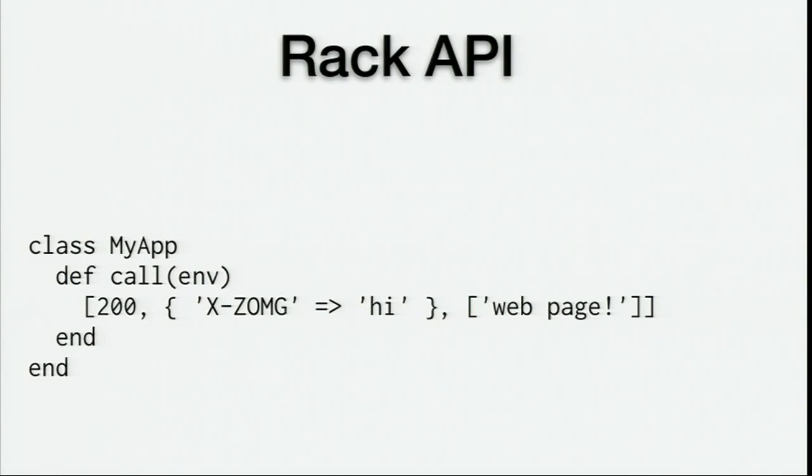This is a very simple Rack application. You have to implement a method called call, which gets an environment, and you have to return a triple. And this is very important. Please note, in later slides, I will talk about this. You have to return a triple from call. And the third thing in that triple is the body, and it has to be something that you can iterate over. Okay?